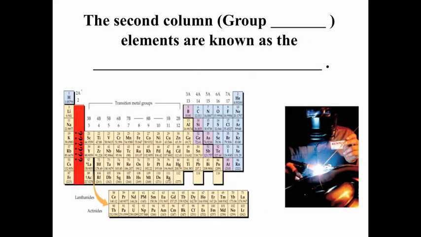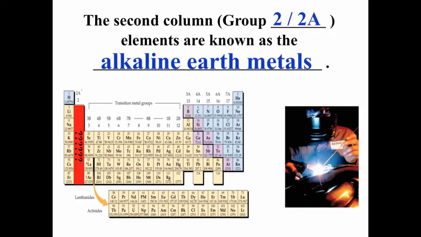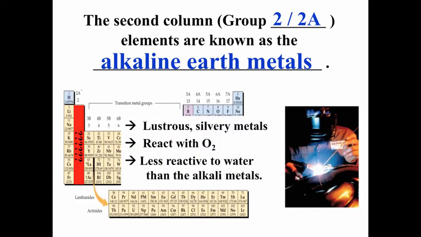Now the second column, which is group 2 or group 2A, is known as the alkaline earth metals. The alkaline earth metals are also lustrous silvery metals, and they also react with oxygen, but they are less reactive to water than the alkali metals.